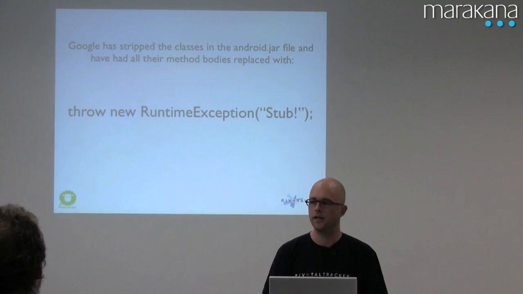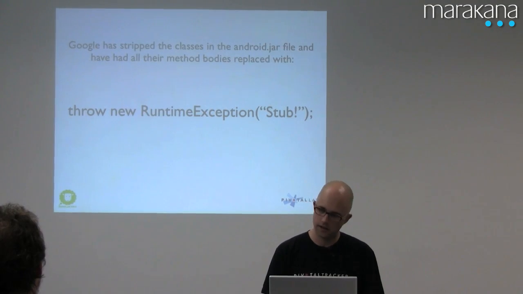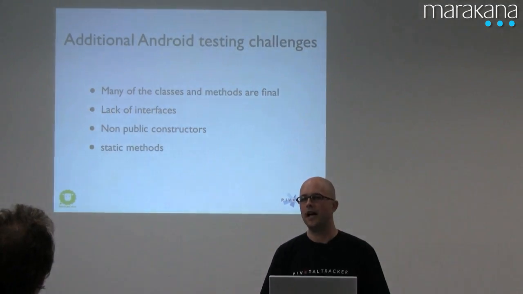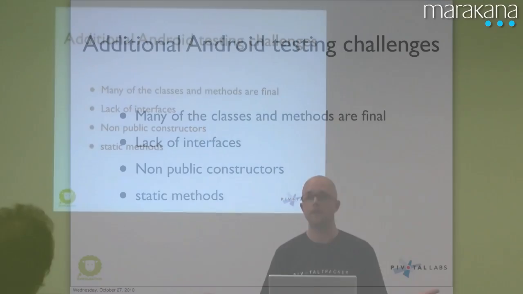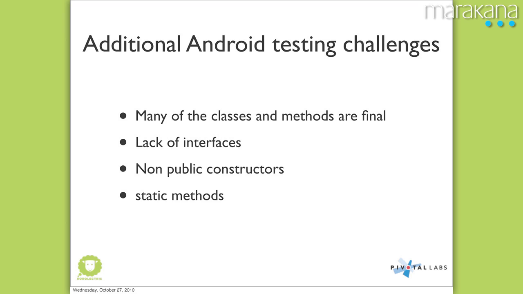It makes testing really hard, and I guess I can understand why they would do it, but I don't like it. Some of the additional challenges that you'll have when you try to write tests for Android is that many of the classes and methods are final. So you can't extend a class to override its behavior for testing, for example if you don't want it to make a remote call. You can't do that. A lot of places the SDK shuts you out.